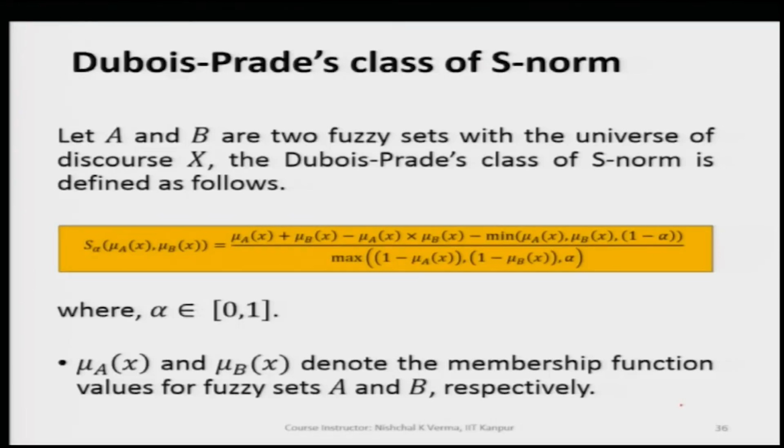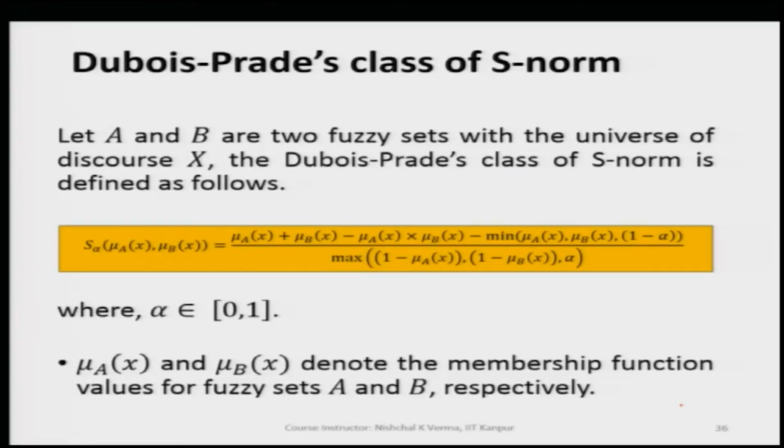So, this is going to be equal to mu A of x plus mu B of x minus mu A of x into mu B of x minus min of mu A of x, mu B of x, 1 minus alpha. So, here we use alpha as the parameter, and then this is divided by the max of 1 minus mu A of x, 1 minus mu B of x, and alpha. Please understand that alpha takes values anywhere from 0 up to 1.